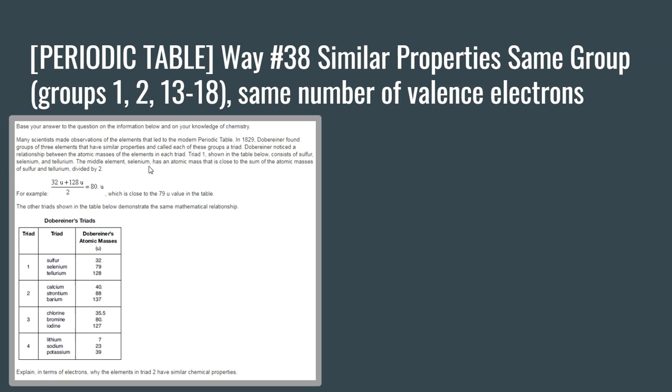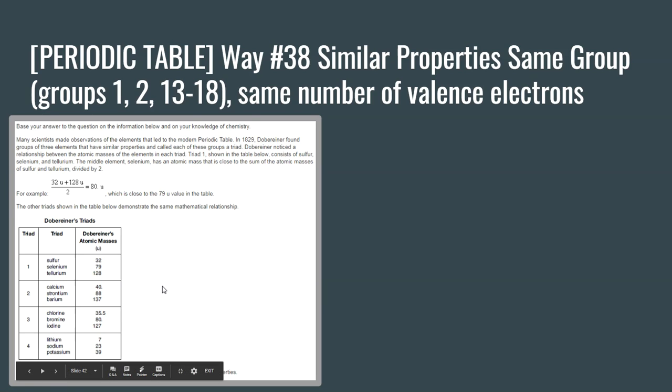The middle element, selenium, has an atomic mass that is close to the sum of the atomic masses of sulfur and tellurium divided by 2. For example, 32 units plus 128 units divided by 2 equals 80, which is close to the 79 unit value in the table. The other triads shown in the table below demonstrate the same mathematical relationship.